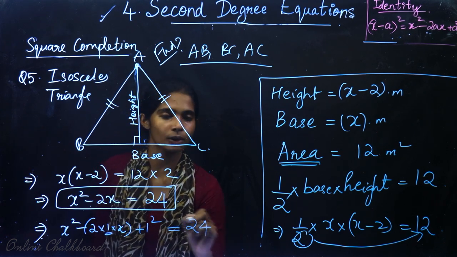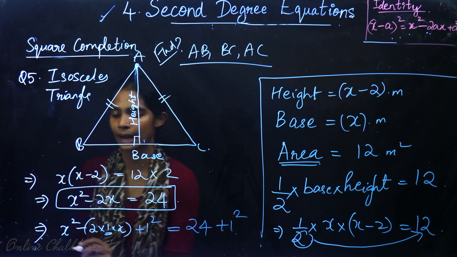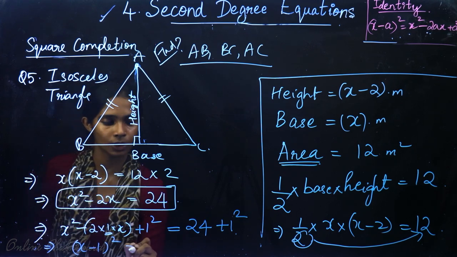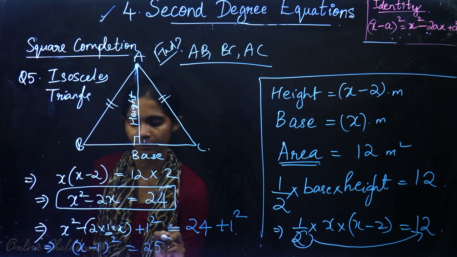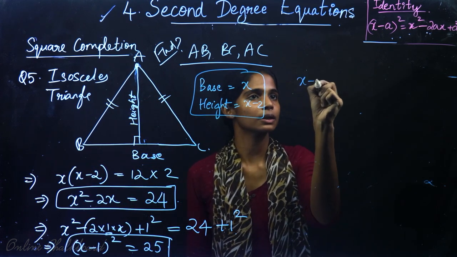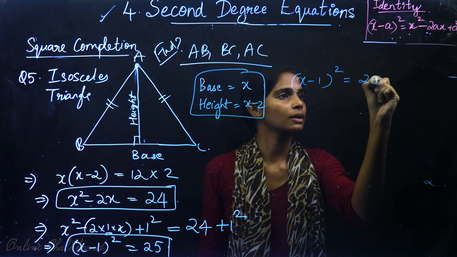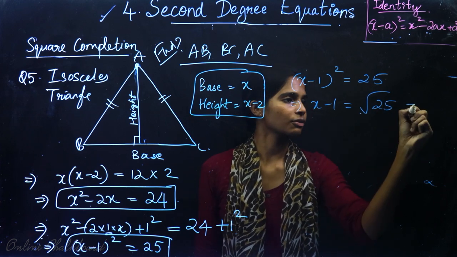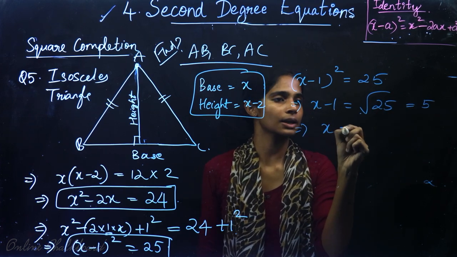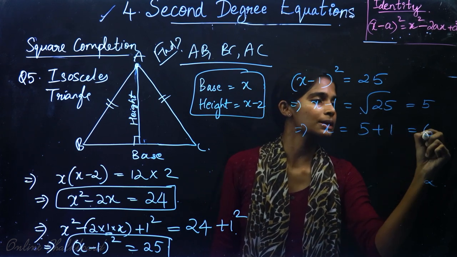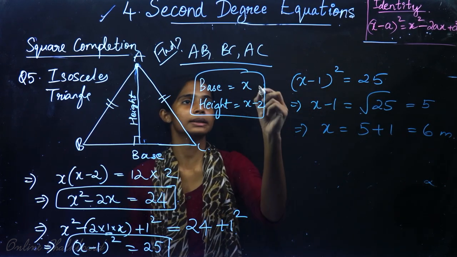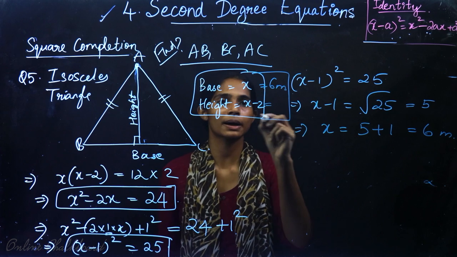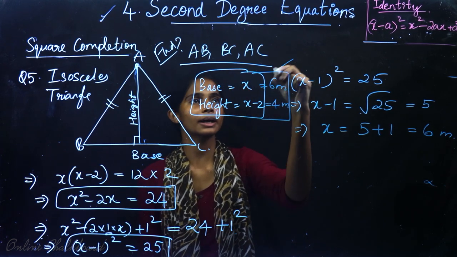So, automatically, we have to add it on the other side as well, which is equal to 24 plus 1 square. So, this will be (x minus 1) the whole square is equal to 24 plus 1, which is 25. So, from here, x minus 1 is equal to root of 25. That is 5. So, we can say x is equal to 5 plus 1, which is 6 meters. So, our base is 6 meters. Height is 6 minus 2, that is 4 meters. So we got our base and height.